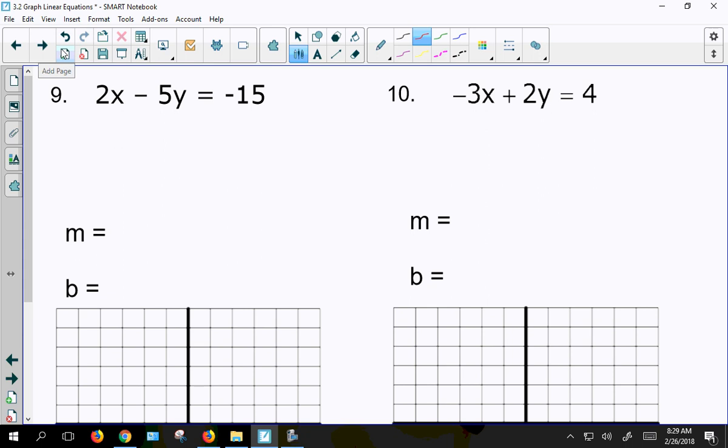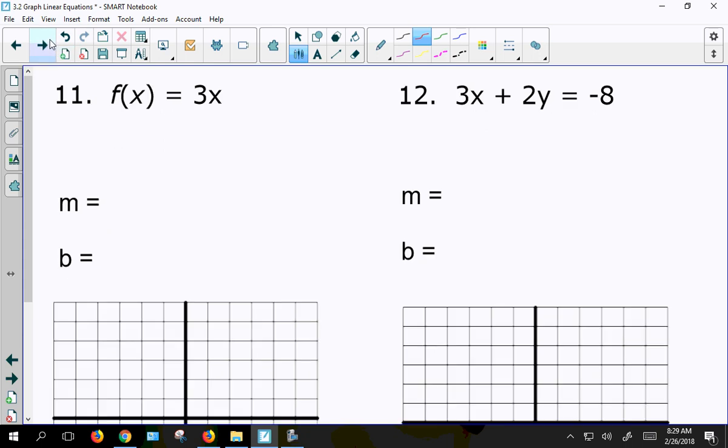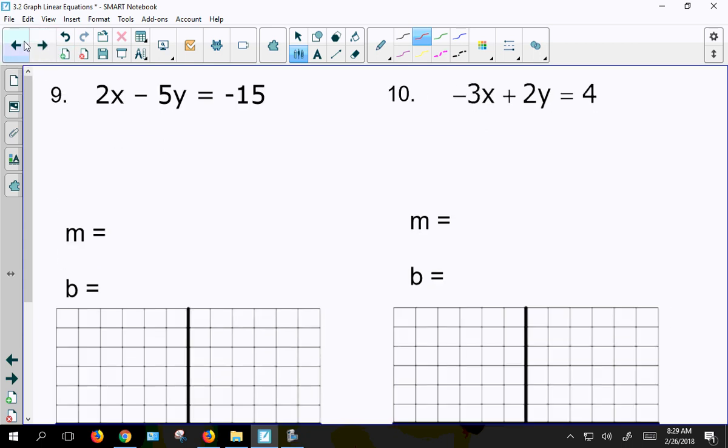Okay, now we're going to look at number 9. And then I think this lesson is going to be done. Well, no, it's not. Now, I have to have my y by itself, don't I? Is my y by itself? No. So I have to move the 2x over to here. When I move the 2x to the other side, what happens to it?